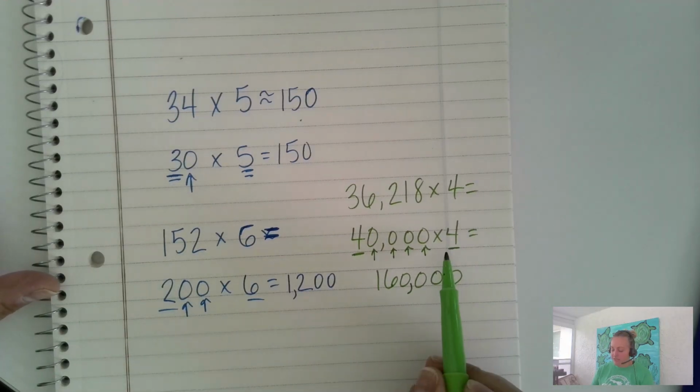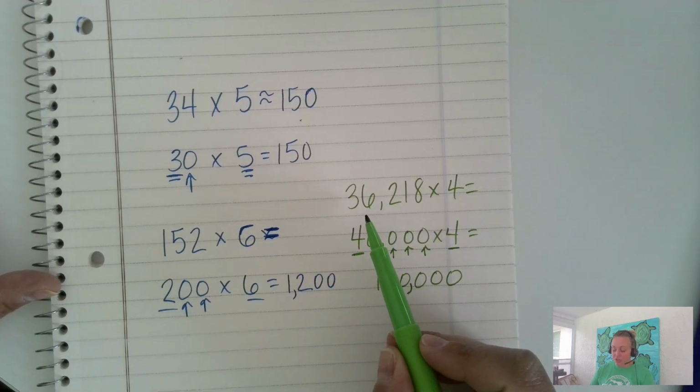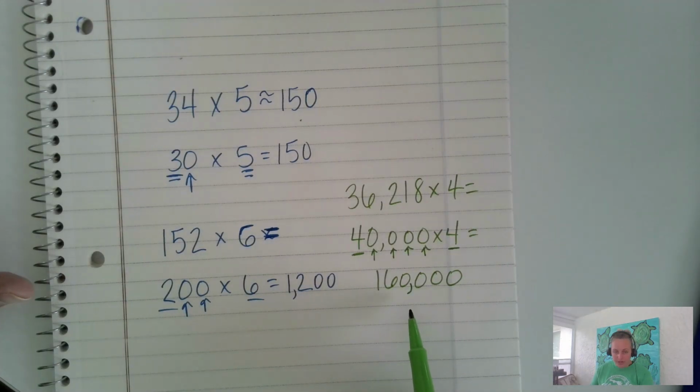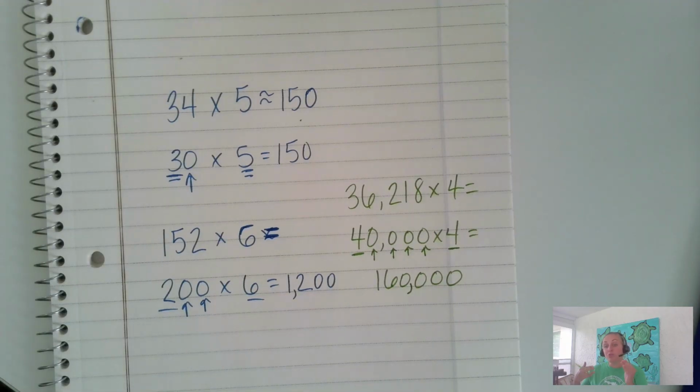So 40,000 times 4 is 160,000, which means 36,218 times 4 is about 160,000. Okay, so you're going to go ahead and work on your workbook pages to practice, but remember, always round, then estimate. Sometimes a problem might say round to the nearest thousands place or round to the nearest hundreds place, in which case you have to follow those directions, but you're always rounding first.